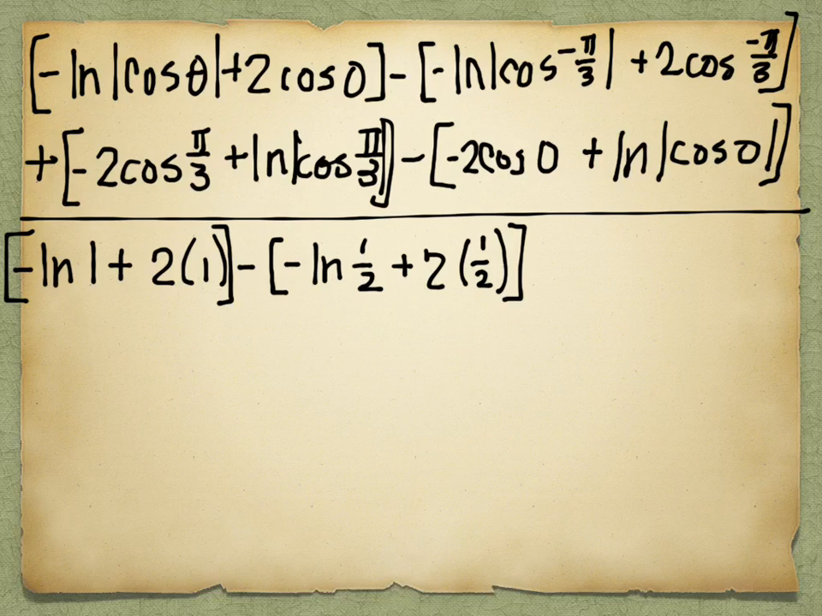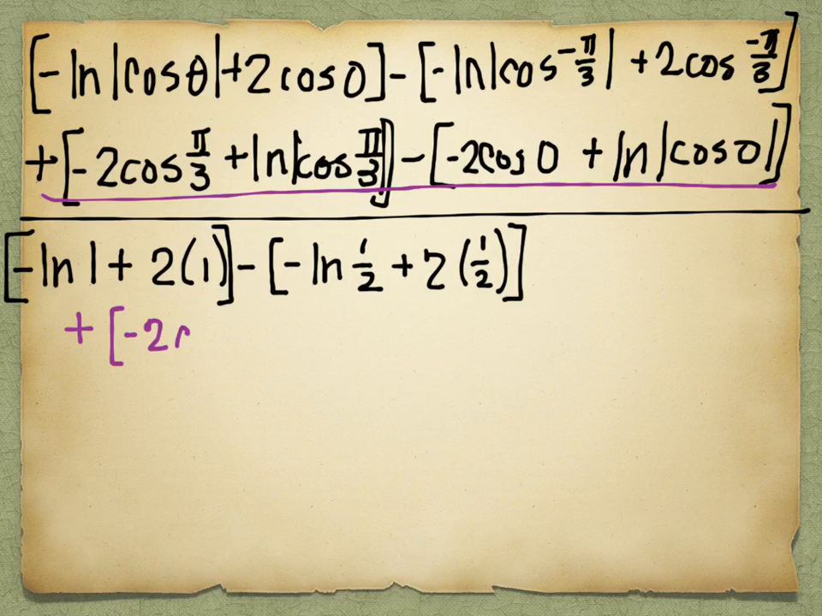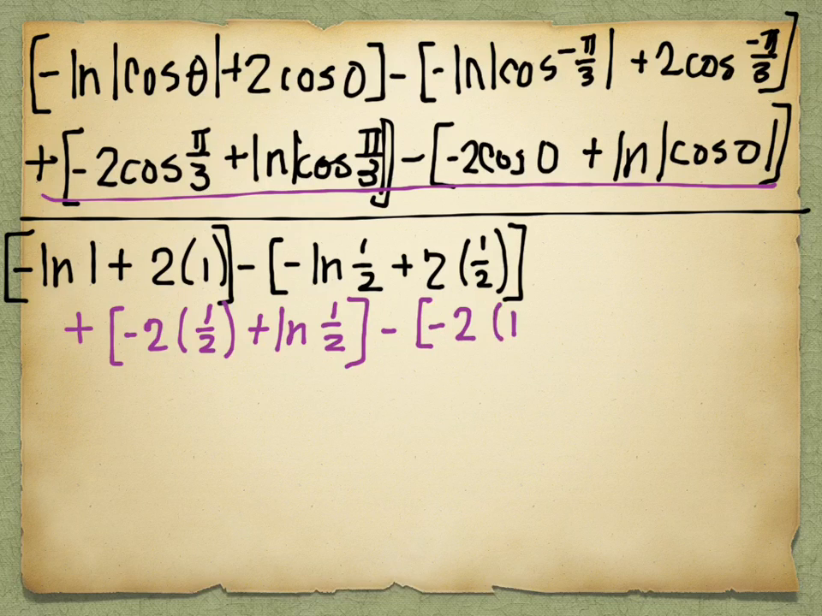Okay? Now let me do this piece down here, and I'll do it in purple so I can keep track of what I was doing. Plus. All right, so if the cosine of negative pi thirds is 1/2, it's also the case that the cosine of pi thirds is 1/2, because cosine is an even function. So this should be negative 2 times 1/2 plus the natural log of 1/2 minus, and then we already did the cosine of 0. That was 1. So this is negative 2 times 1 plus the natural log of 1.